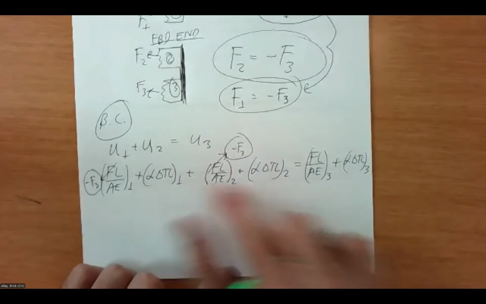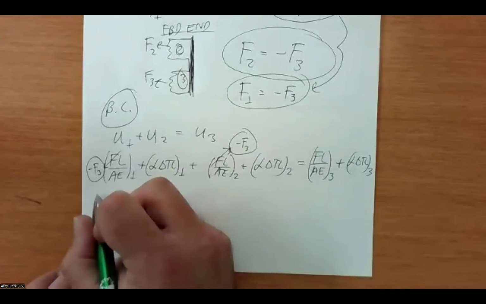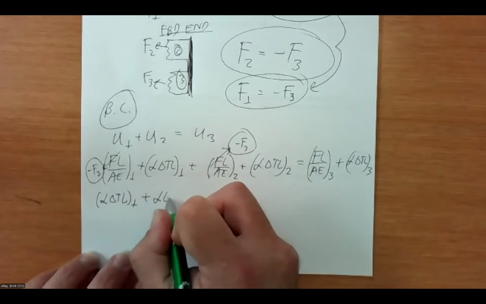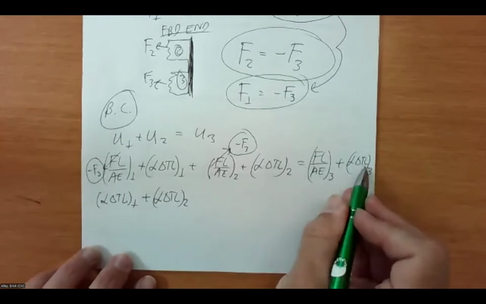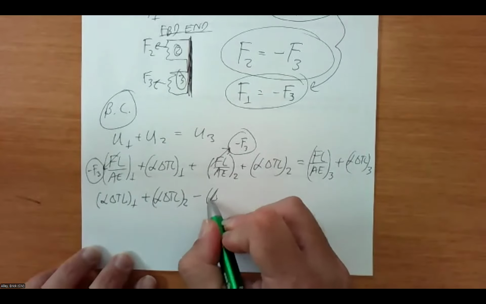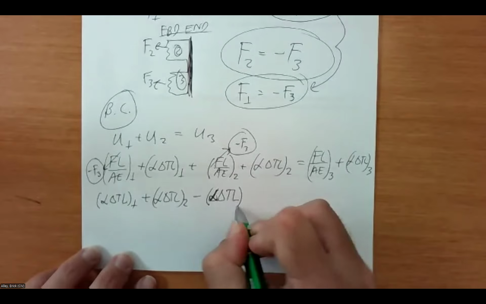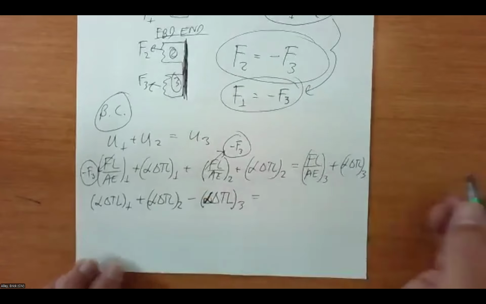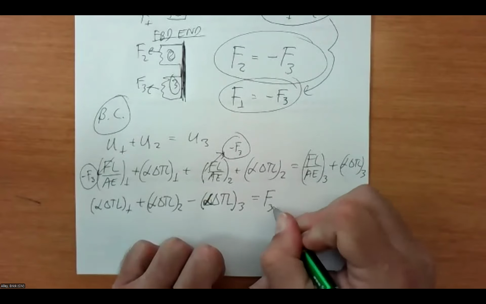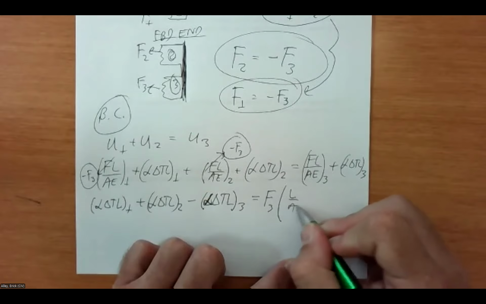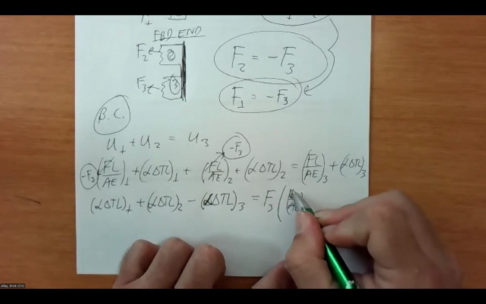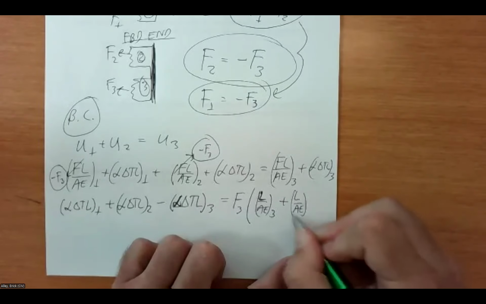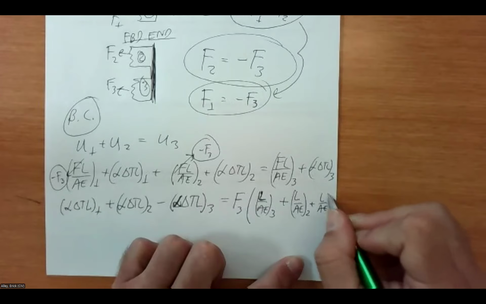All right, so I can gather all those together. On one side, they're going to all go together. So I got alpha delta TL for 1 plus alpha delta TL for 2. And then I'll move the third one over here, alpha delta TL for 3. Put the thermal stuff on one side, and let's put all the forces on the other side. So I've got F3. I got L over AE for 3. And then because these have a minus, when they come over here, they'll become positive as well. L over AE for 2 and L over AE for 1.